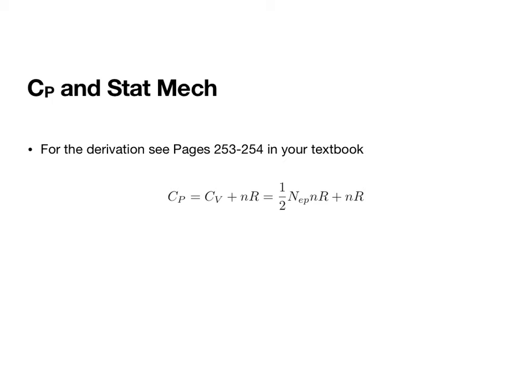Okay, now for CP, we can go through a very similar derivation. It's a bit longer because it's CP and everything's more complicated. But we're not going to do that. If you're interested, see page 253, 254 in your textbook. And once we do that, we find that CP is equal to 1/2 times NEP NR plus NR.